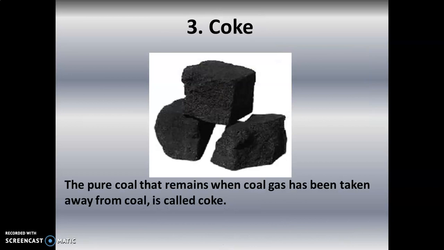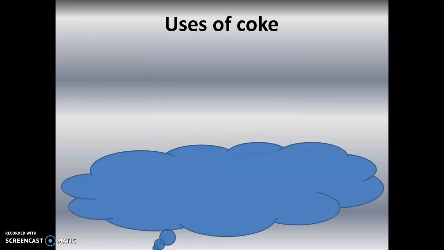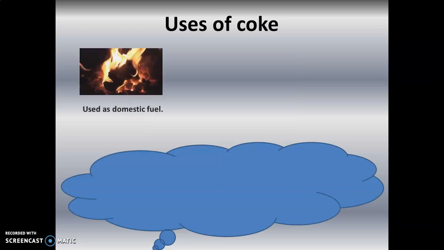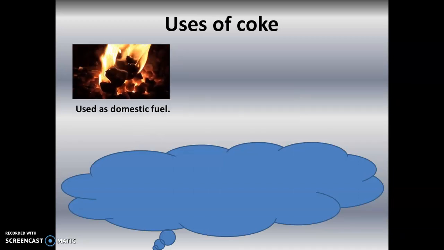Then moving to coke, the pure coal that remains when coal gas has been taken away from coal is called coke. As I told you, it is not your drinking coke, but once we remove the coal gas from coal, what remains is coke, which is again black in color. Now coming to uses of coke, it is used as a domestic fuel. From here all the water content is removed, so it can be used as a domestic fuel, but it gives a lot of smoke.